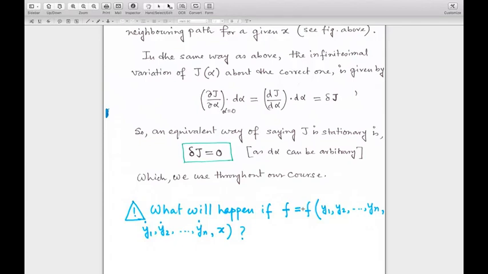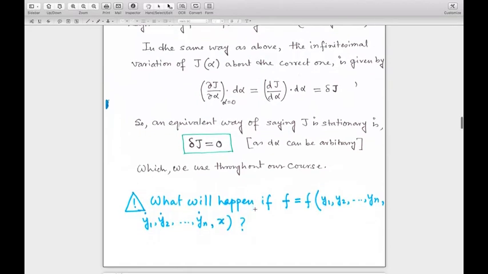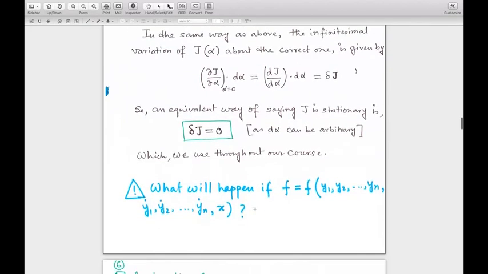Now after all this discussion, let me ask you a question. That was done for a 1D problem, that means only one pair of y and y dot. What will happen if f is a function of y1, y2 up to yn and y1 dot, y2 dot up to yn dot, and x? That means an n-dimensional problem. What will that be? Think and tell me. Okay, thank you very much.